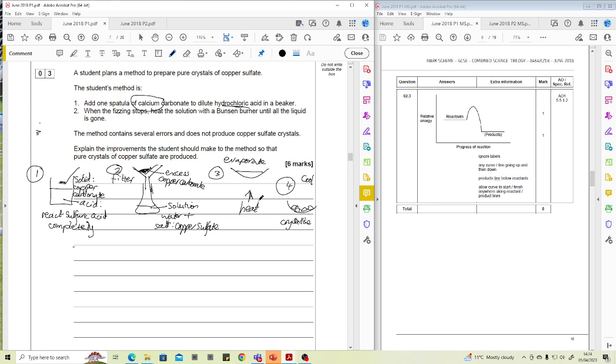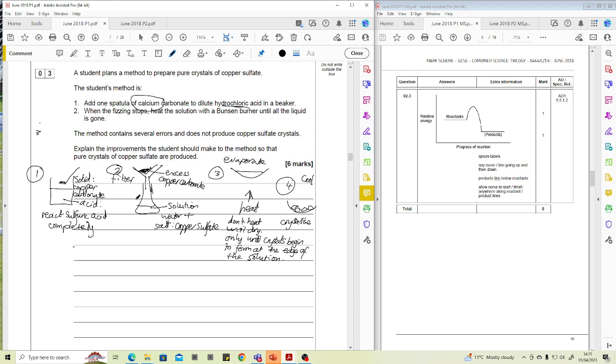Then evaporation and crystallization, that's not in the method at all. Well, I suppose it is. Heat the solution until all the liquid is gone. But we have to be careful. Don't heat until dry. Only until crystals begin to form at the edge. That's for safety and also to get bigger crystals. Okay.